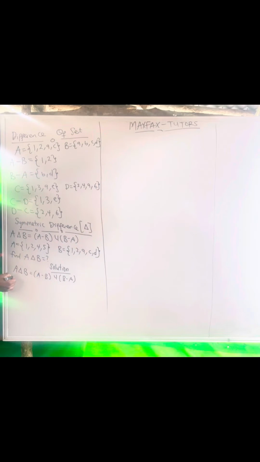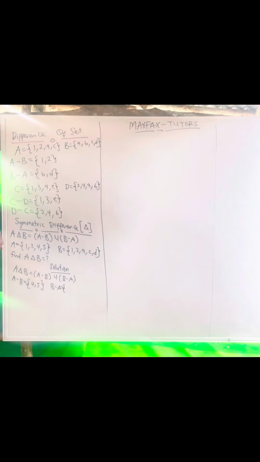This simply means, guys, we first look for A minus B. Do not forget that A minus B simply means all the elements that belong to only A but are not found in B. What are the elements that belong to only A but are not found in B? Those are 4 and 5. So 4 and 5 are the only elements in A but not found in B. So A minus B is 4, 5.